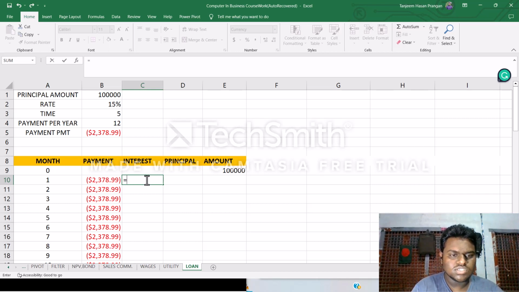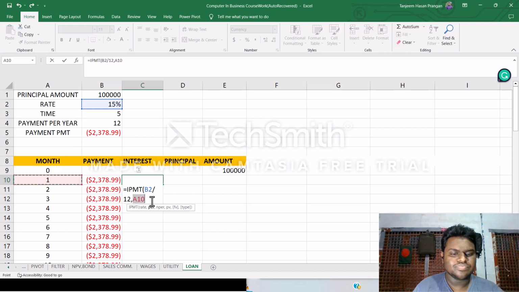formula, which is IPMT. Then we put in the rate, and as you all know, we have to divide the rate by 12 because we are going to calculate this for monthly use. Then per means the first month. Then nper means the time or duration. We are multiplying this by 12.